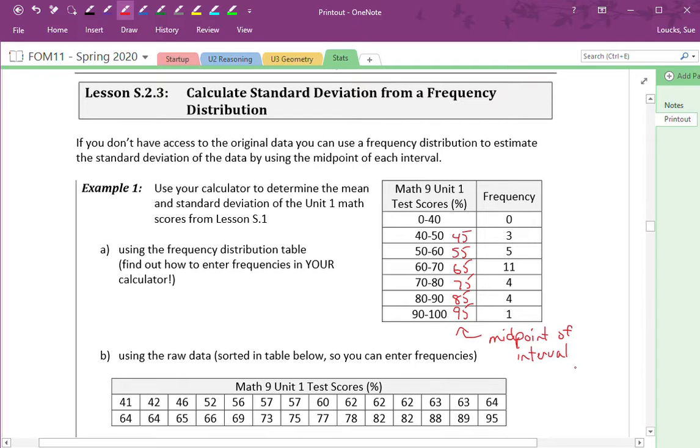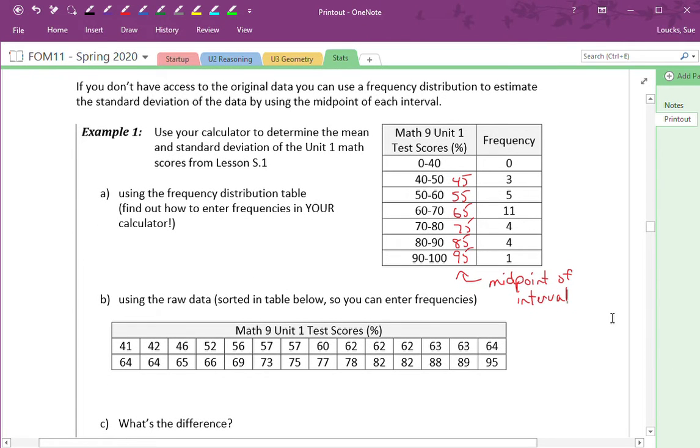So using your calculator, now this is the thing you need to figure out in the calculator, is how to enter that there were three at 45. So again, that's your own calculator. You should get mu equals 66.429 and sigma is 12.738.